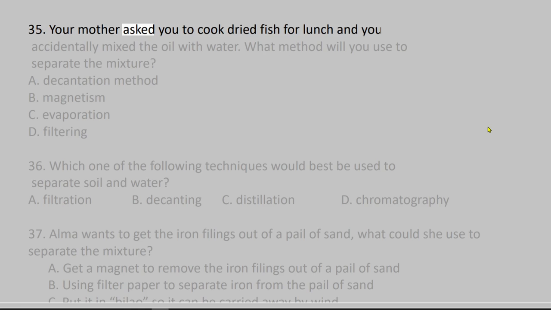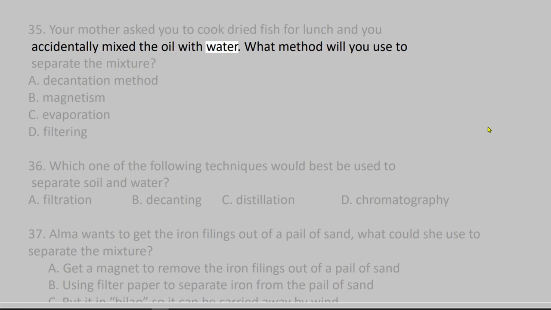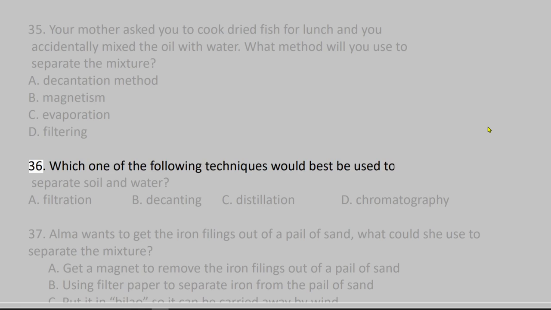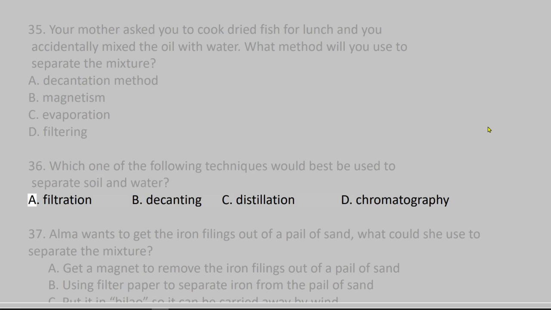35. Your mother asked you to cook dried fish for lunch and you accidentally mixed the oil with water. What method will you use to separate the mixture? A. Decantation method. B. Magnetism. C. Evaporation. D. Filtering. 36. Which one of the following techniques would best be used to separate soil and water? A. Filtration. B. Decanting. C. Distillation. D. Chromatography.